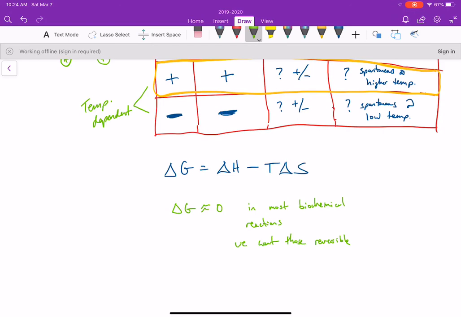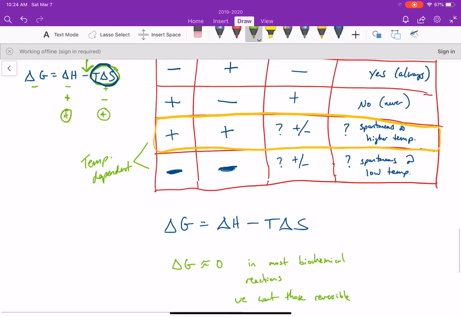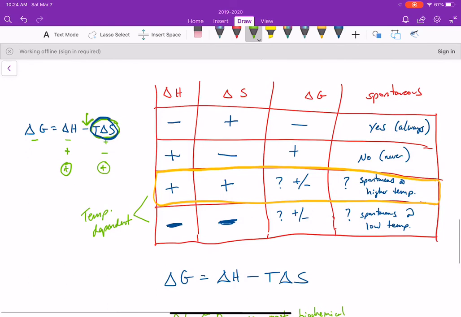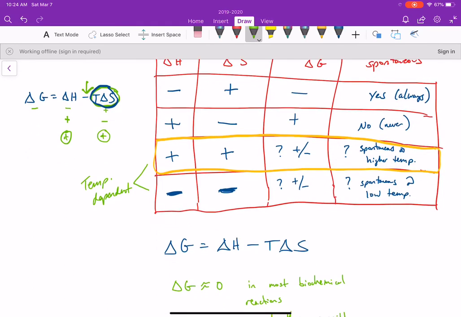Okay? So we're going to talk more about this in class on Monday or Tuesday, depending on what block you're in. But hopefully that gives you a sense of spontaneity.